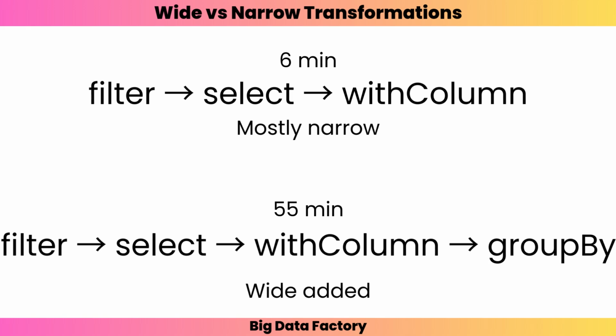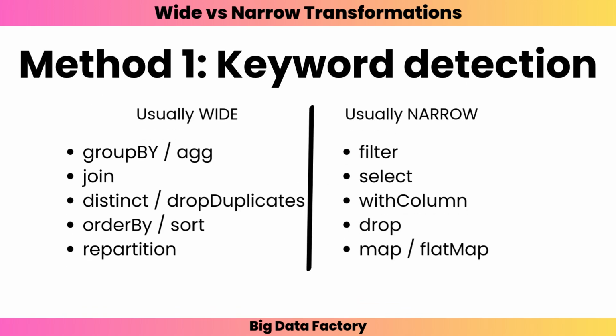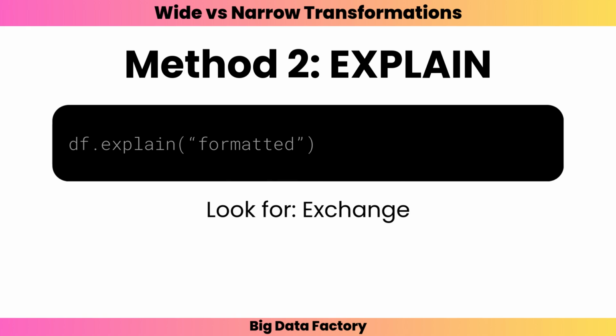Not guess it. There are two beginner-friendly ways. Method 1, keyword detection. If you see these operations, assume wide until proven otherwise: groupBy, aggregate, join, distinct, dropDuplicates, orderBy, sort, and repartition. And if you see these, assume narrow: filter, select, withColumn, drop, map, or flatMap. This rule is not perfect, but it's good enough for 80% of cases. And we have a second method, that is explain plan for Exchange. In the Spark physical plan, a shuffle often shows up as an Exchange operator.